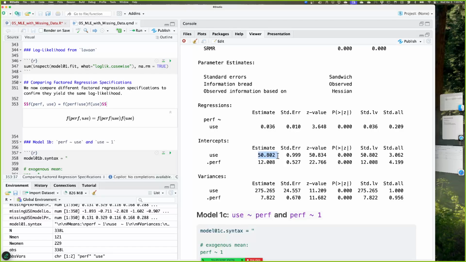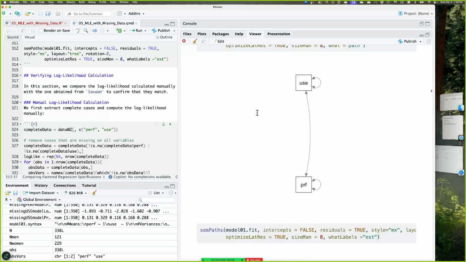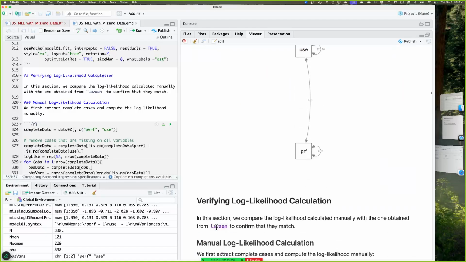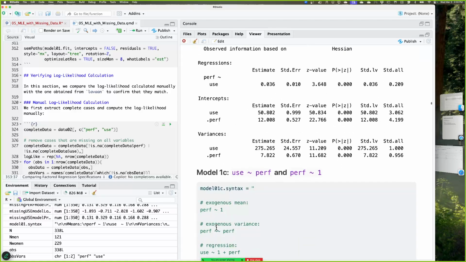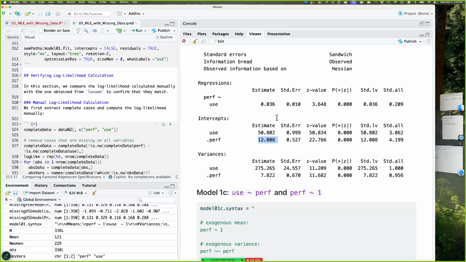Now, usefulness is no longer an intercept. Remember, that's a mean, but performance is an intercept, and that's different than before, right? The mean of performance that we saw before, we found it to be, where did it go? 13.837. But now we see an intercept for performance that's 12.008. And that's because when we specify the factored version of the model, this intercept reflects the value of performance when usefulness is equal to 0. Right? So it's now conditional on the value of usefulness. So the parameters have changed, but the model is the same.